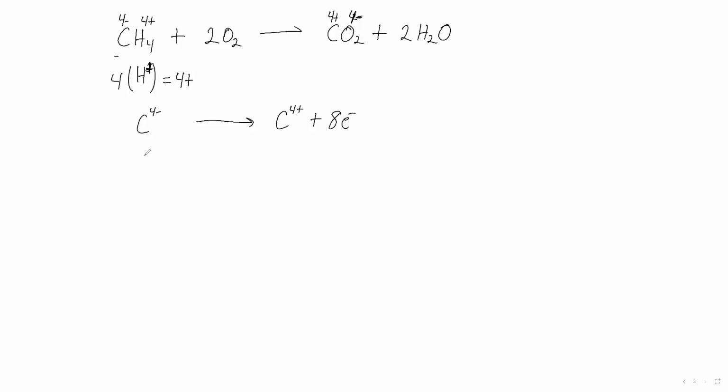And now oxygen, you know, it starts off again as 0 because it's molecular oxygen. And it ends up as 2 minus there and as 2 minus there. So oxygen plus 2 electrons went to oxygen 2 minus. And there are 2 times 2, so 4 total oxygen atoms did this.